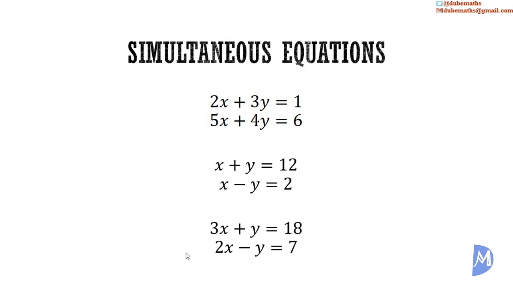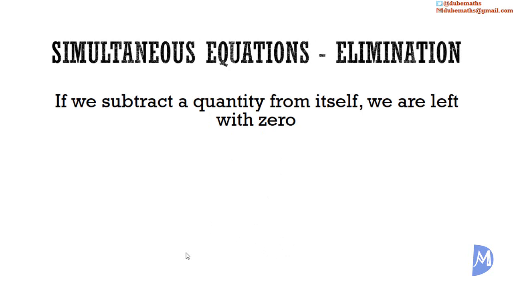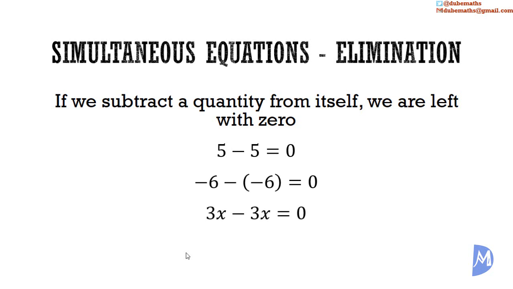How? We know that if we subtract a quantity from itself, we are left with 0. For example, 5 subtract 5 is equal to 0. Negative 6 subtract negative 6 is equal to 0. Of course, this is the same as negative 6 added to positive 6, so that's 0. 3x subtract 3x is equal to 0. And negative 4y subtract negative 4y is also equal to 0. Thus, we see that if both equations have the same coefficient of one of the unknowns, we can subtract one equation from the other to eliminate that unknown.